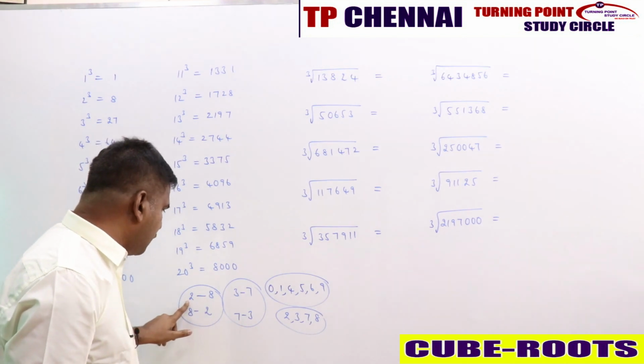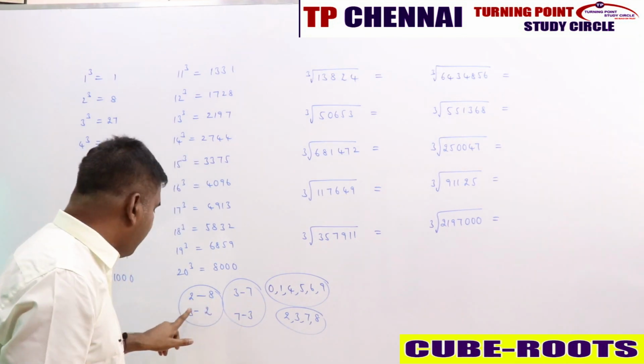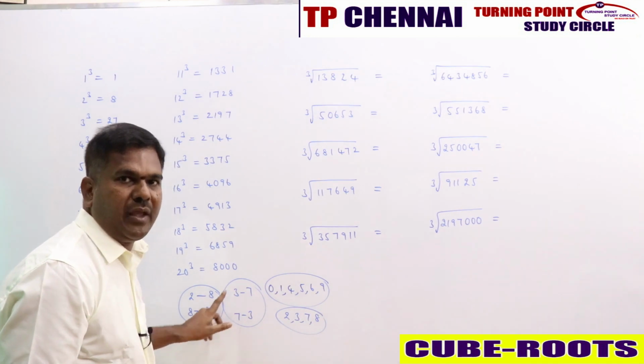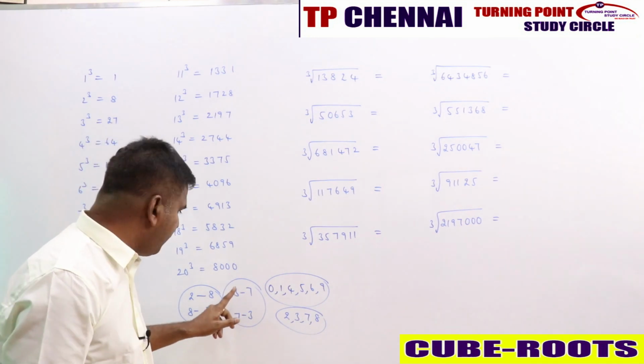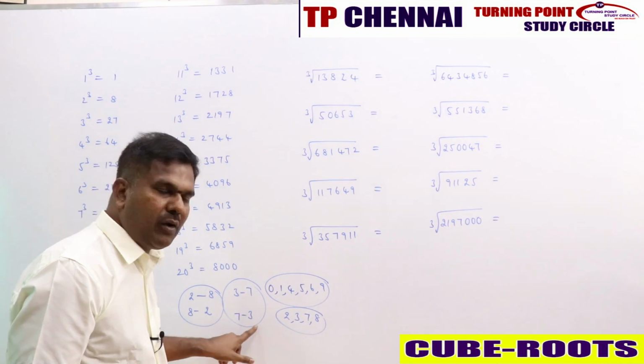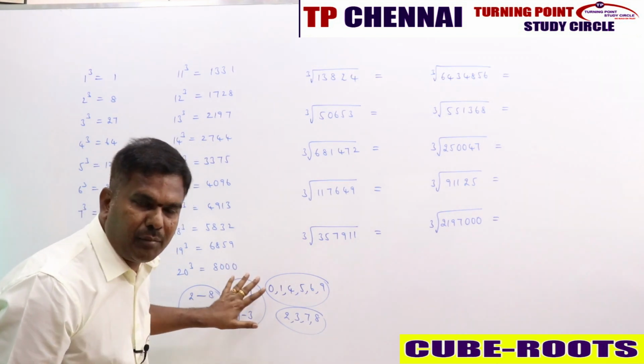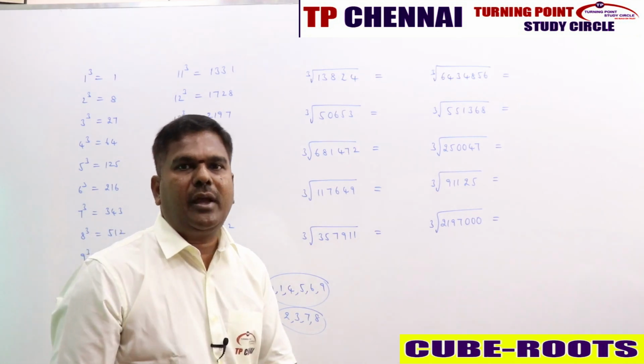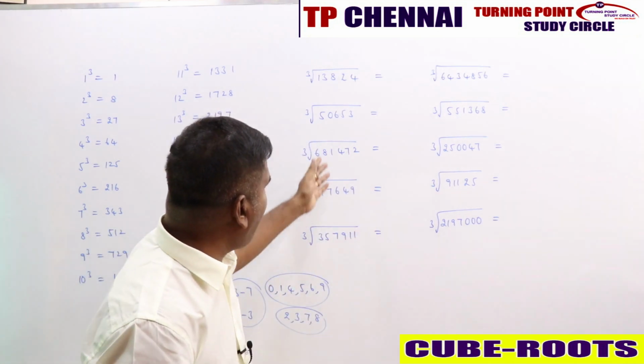Whenever a number is ending with 2, the cube root will be ending with 8. If it is 8, the cube root will be ending with 2. In the same way, whenever a number is ending with 3, the cube root will be ending with 7. Whenever a number is ending with 7, the cube root will be ending with 3. If you remember this, almost you are through in finding out cube roots. See the values I have given.